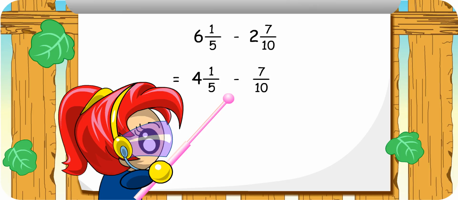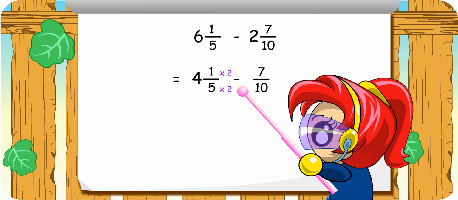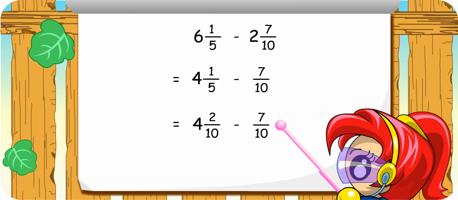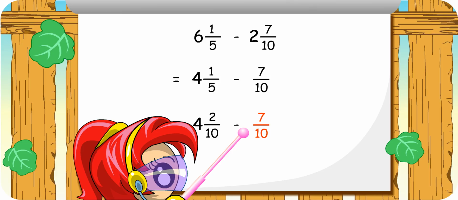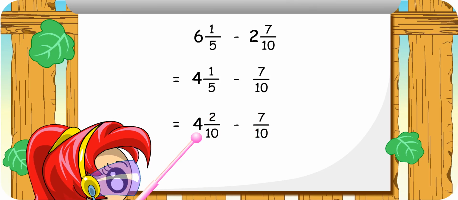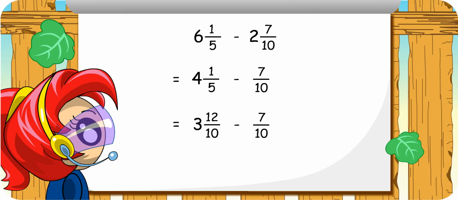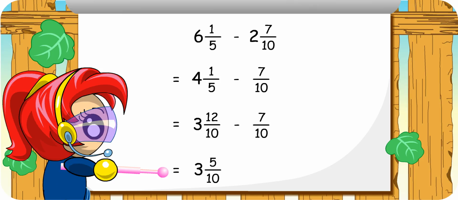I know I have to change the unlike fractions into like fractions, which are 2/10 and 7/10, before I do subtraction. Since I cannot take 7/10 from 2/10, I take 1 whole, 10/10, from 4 and add that to 2/10. The sum is now 3 12/10 minus 7/10. Thus, 6 1/5 minus 2 7/10 equals 3 5/10.